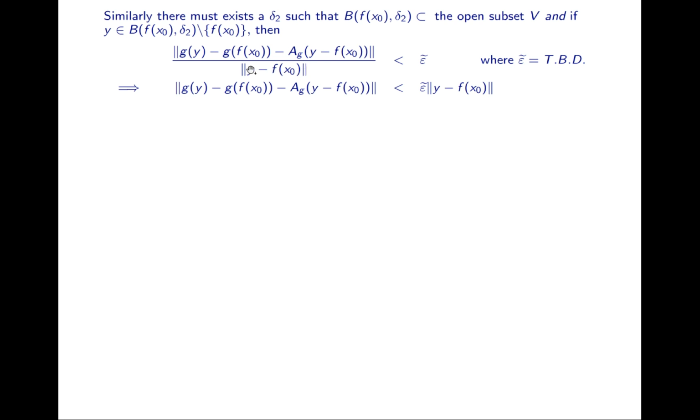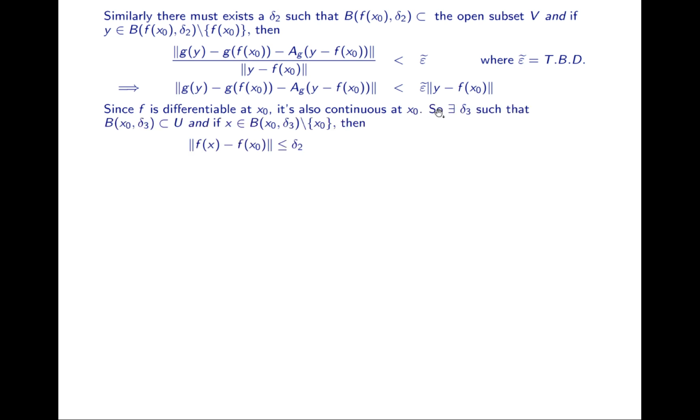So I can multiply this term on both sides by the norm of y minus f of x naught. That gives me this term. Okay, now I can make this as close as I like, because since f is differentiable at x naught, it's continuous at x naught. So long as this y is some f of x. And of course, this y is some f of x because y is contained in this ball. This ball is contained in V, and V contains the image of f.